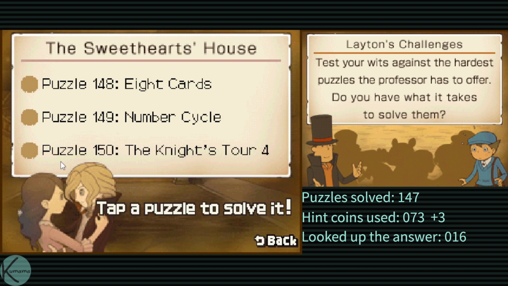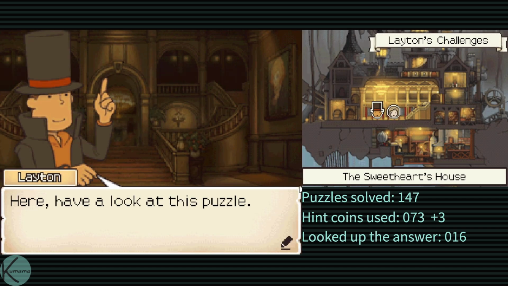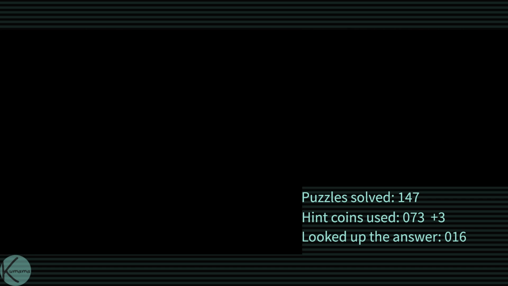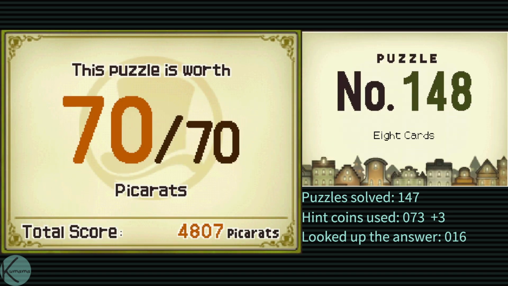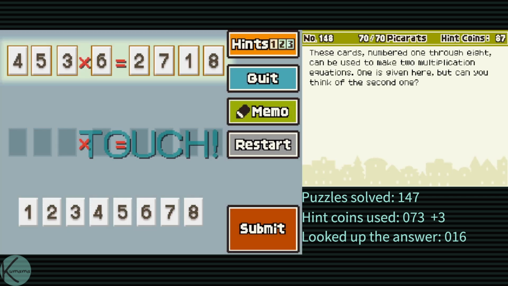Sweetheart's house. Oh, they're so cute. 8 cards. Yeah, have a look at this puzzle. For 148, 8 cards. These cards, numbered 1 through 8, can be used to make 2 multiplication equations. One is given here, but can you think of the second one?